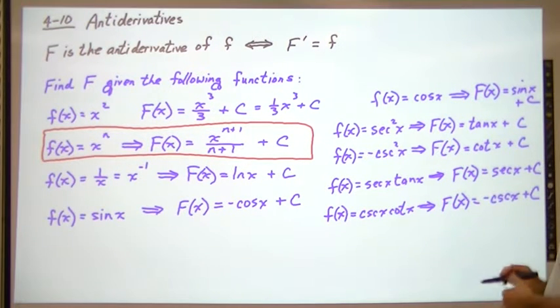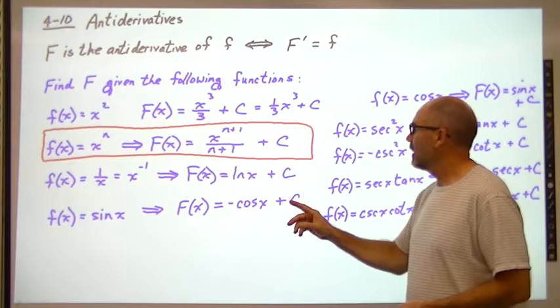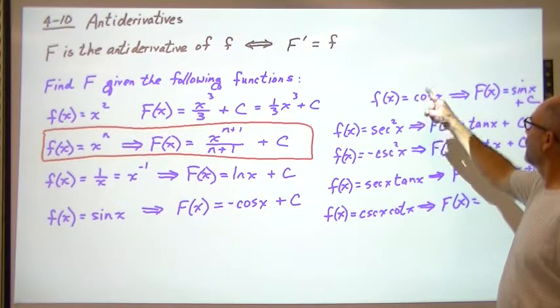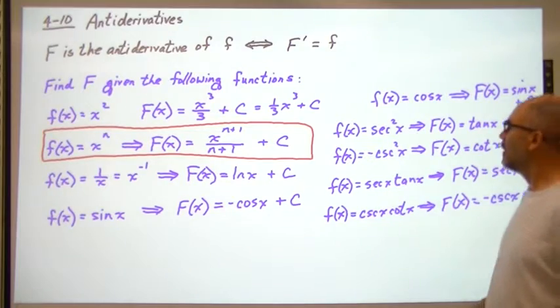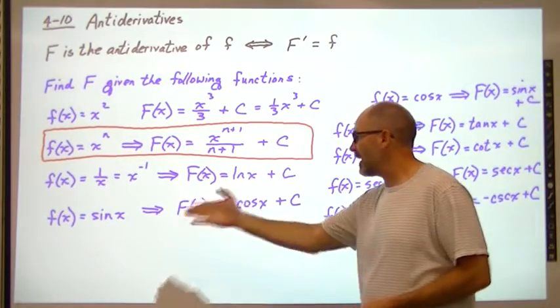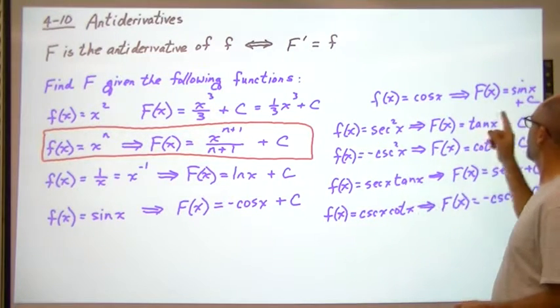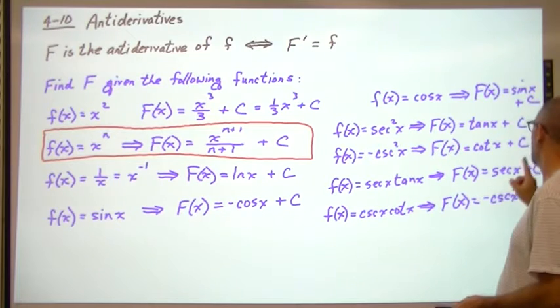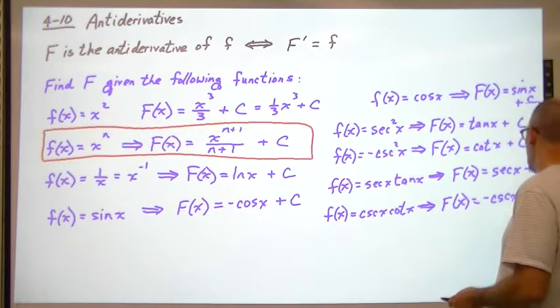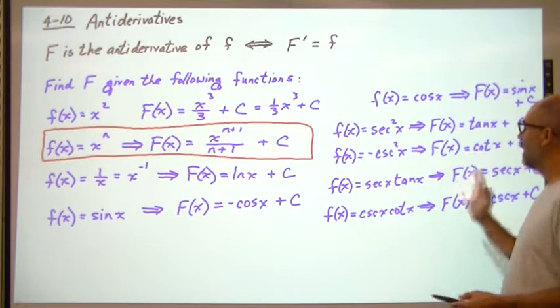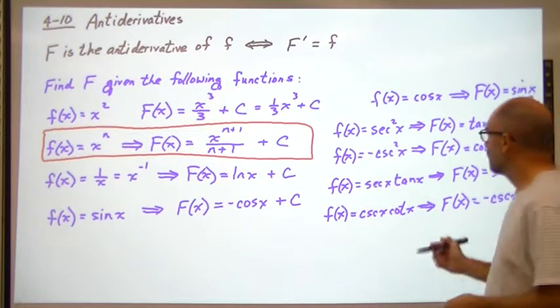So there are your trig functions. You know the derivative of sine is cosine, so the antiderivative of cosine is sine. You know the derivative of cosine is negative sine, so the antiderivative of sine is negative cosine. The derivative of tangent is secant squared. The derivative of cotangent is negative cosecant squared. The derivative of secant is secant tangent. The derivative of cosecant is negative cosecant cotangent. So now one last thing.